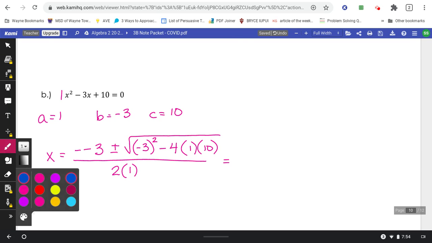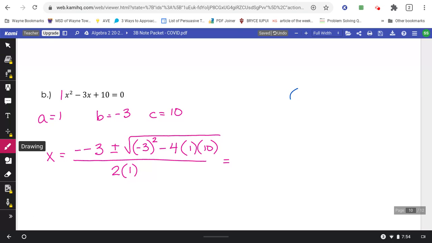Now it's time to plug this into our calculator or do it very carefully. Again, into your calculator, you would do negative 3 squared minus 4 times 1 times 10. If you don't have a calculator available, that's okay. You can do each of these parts separately and then subtract them. Negative 3 squared is 9. 4 times 1 times 10 is 40. So even without a calculator, you can still figure out that answer.